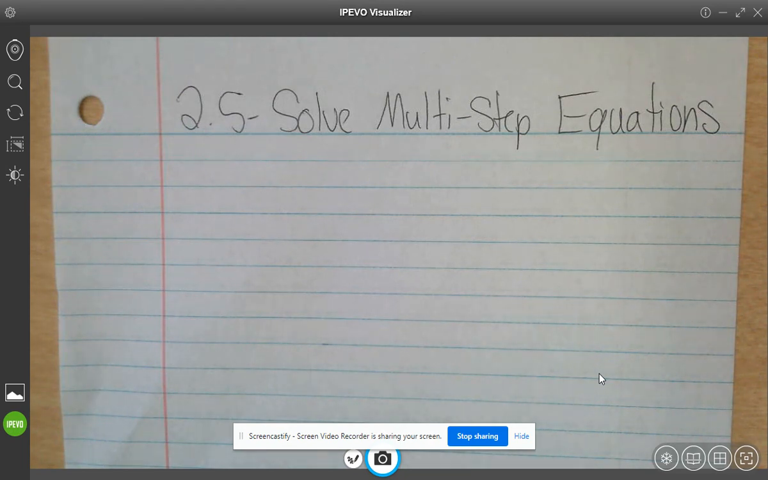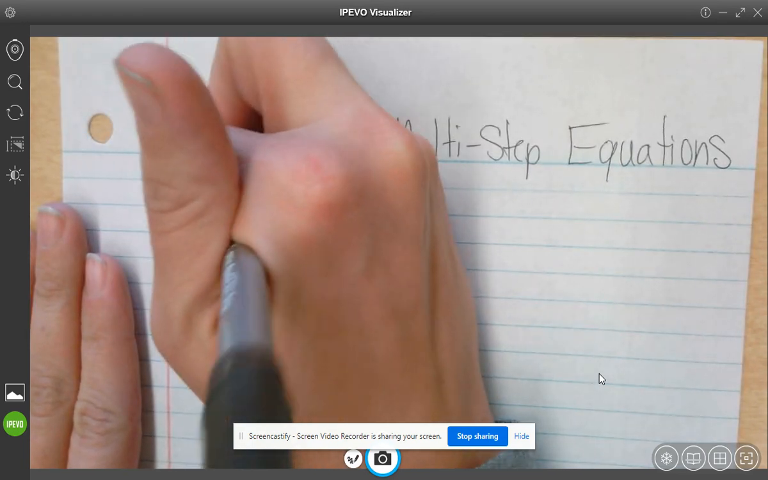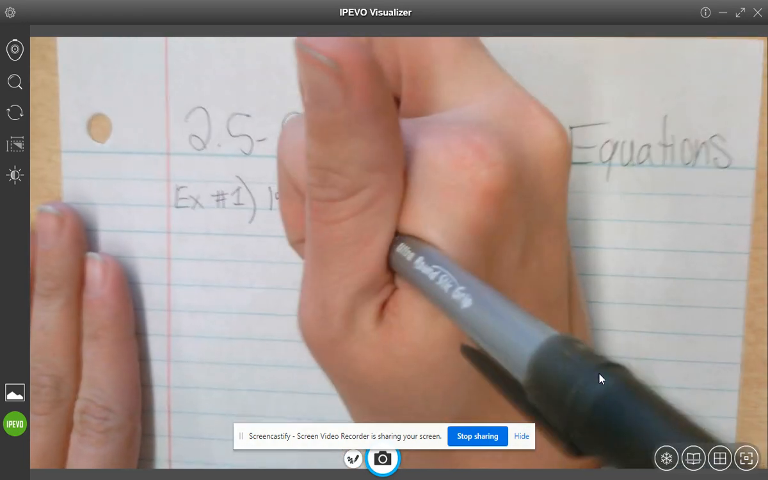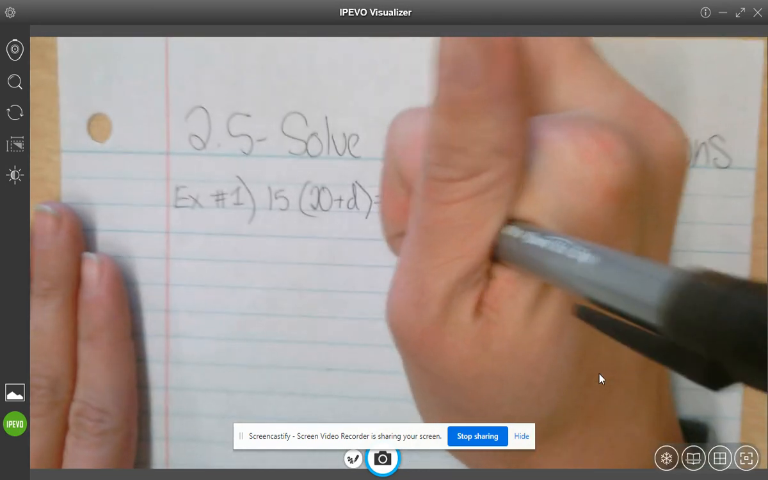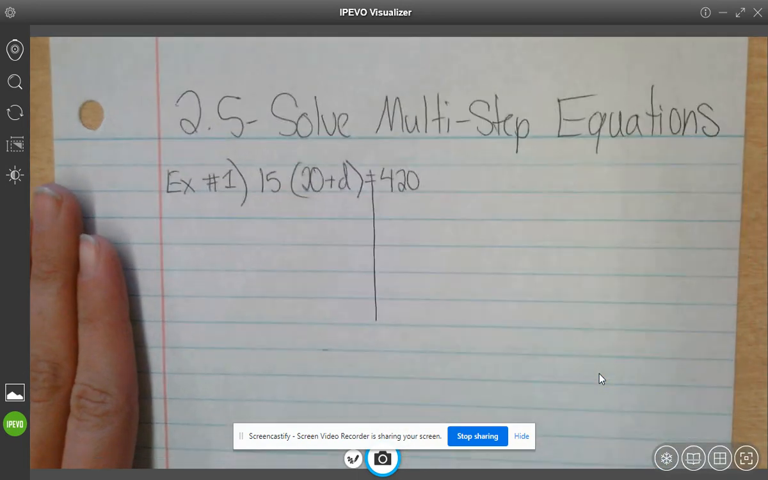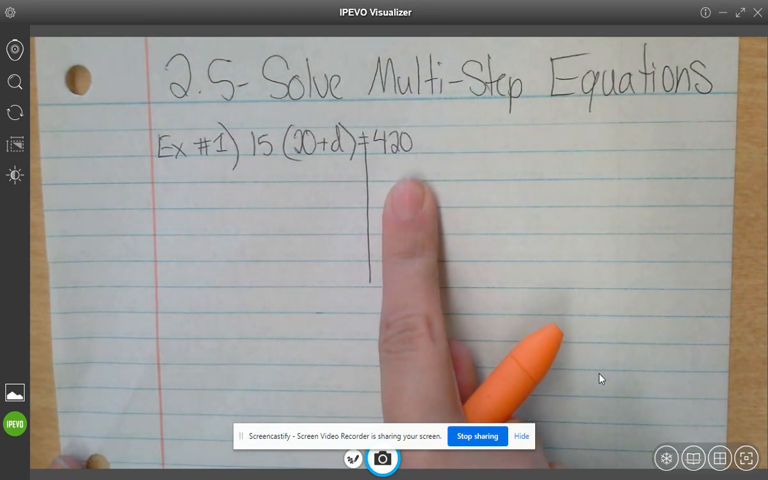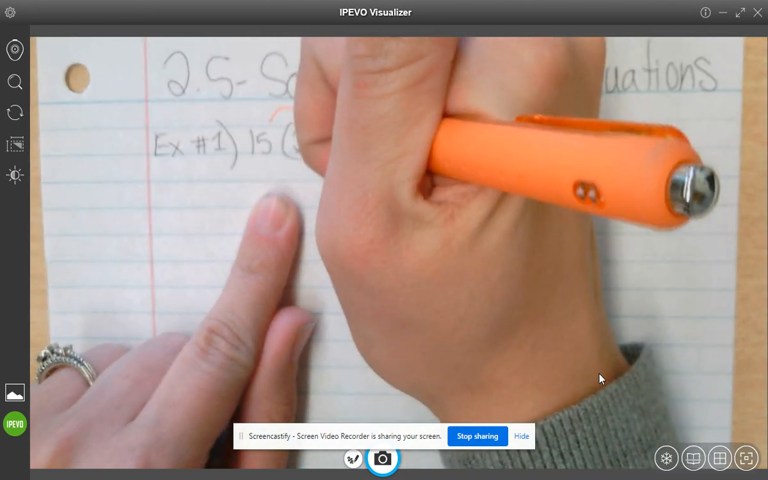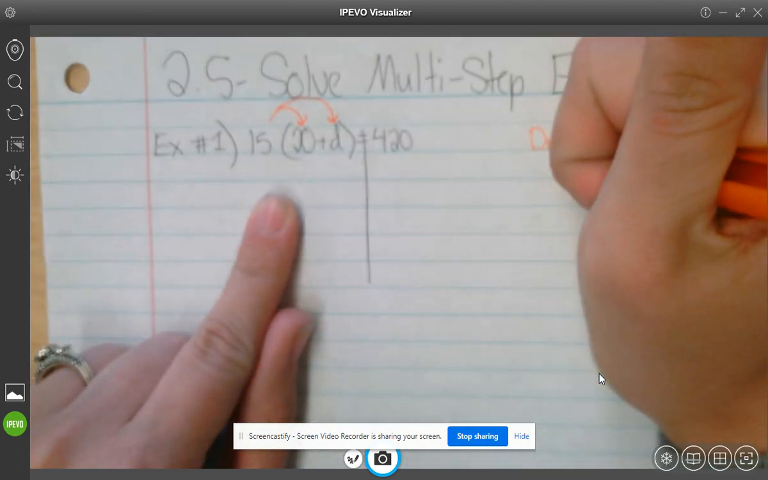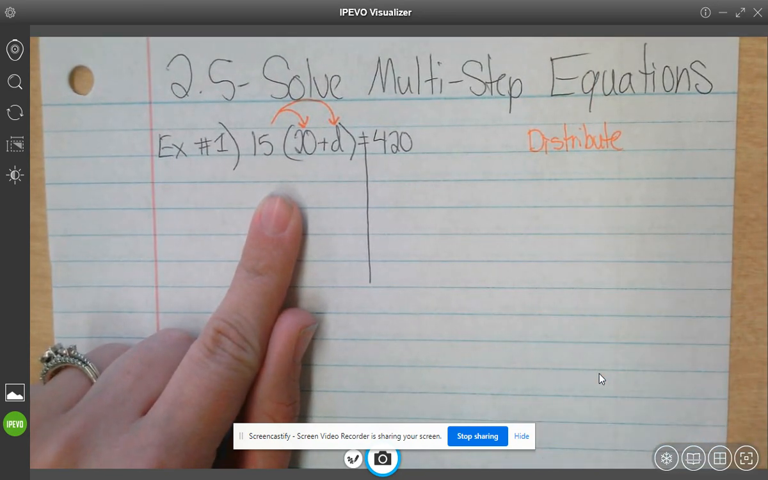Okay, so example number 1. We got 15, and then in parentheses, we have 20 plus D equals 420. Okay, so the first thing we have to do is simplify our sides. We can't simplify that any more than it already is. But on this side, we can distribute 15 into both pieces. So distributing is going to be the first thing we do.